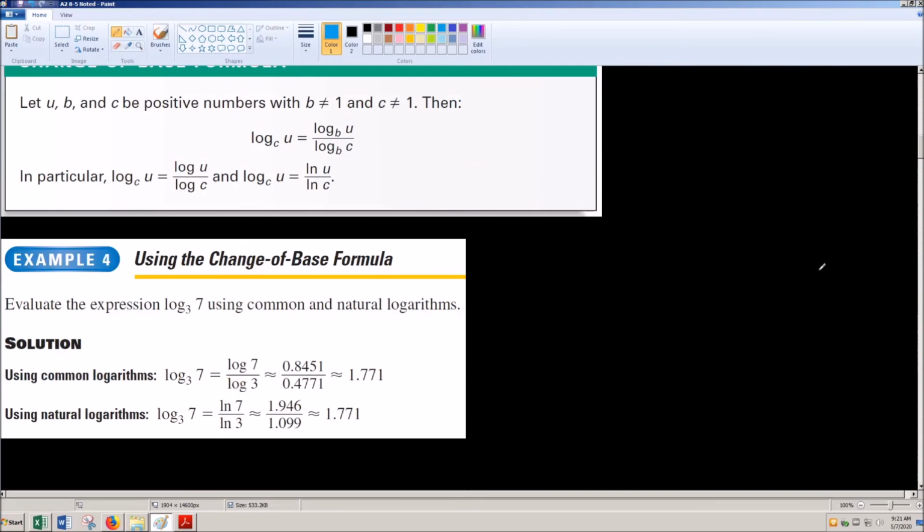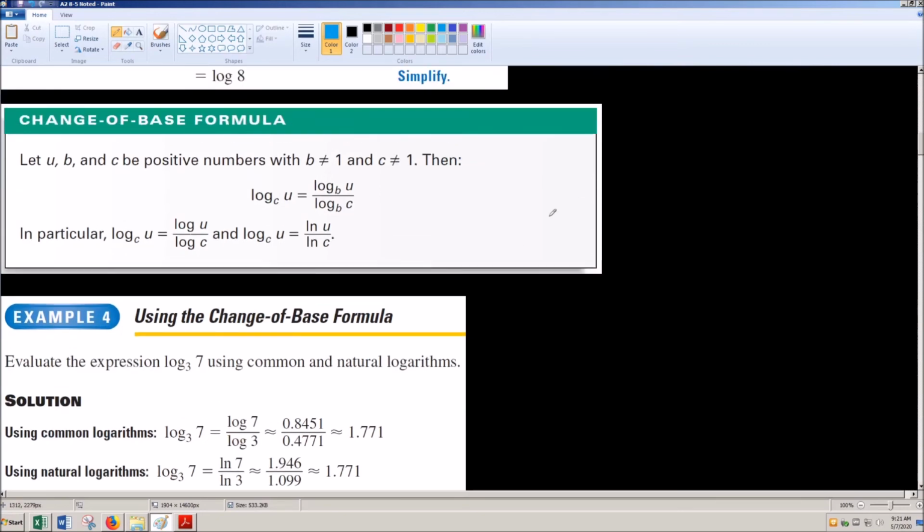Here we get to our change of base formula. Finally, right? I've been referencing this for a few days now. When we want to evaluate a specific log, whatever the base is, I don't always just want to do it with base 10. I don't always just want to do it with base e. Now, if I did want to do that, it would look like this.